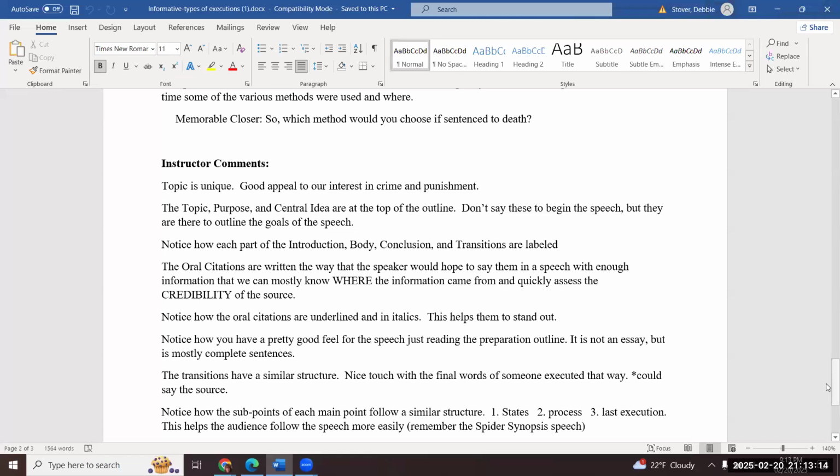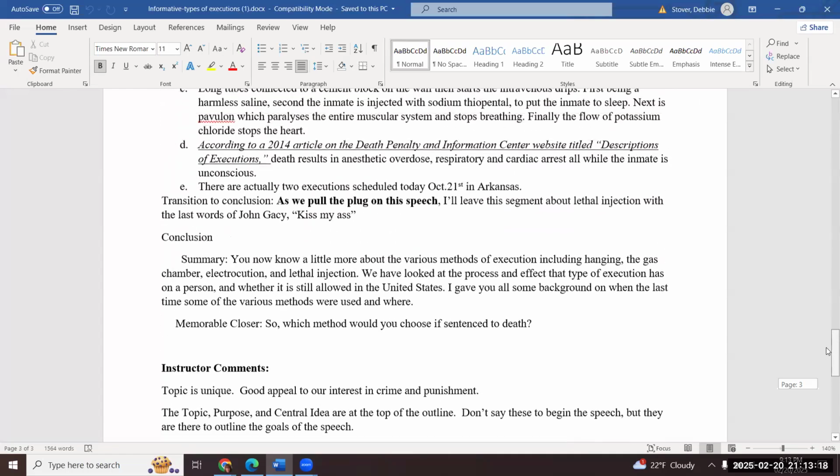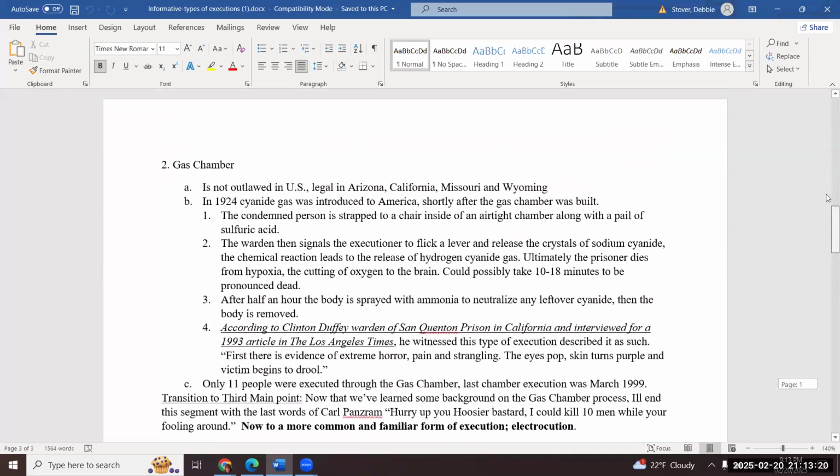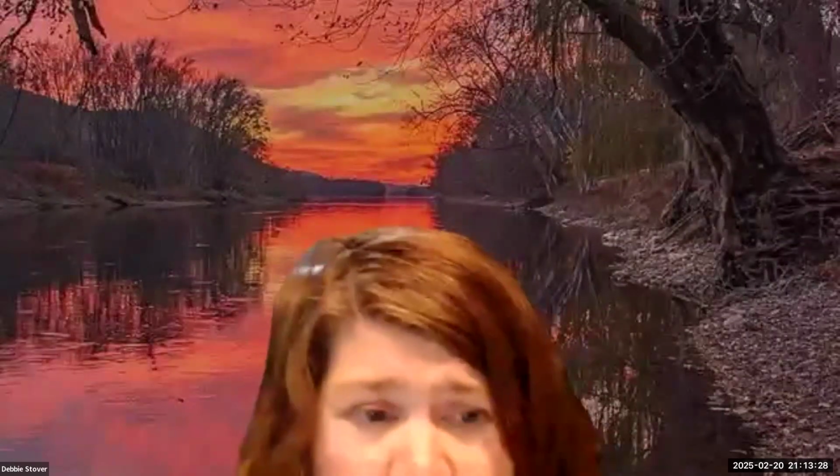This topic was pretty unique. I continue to use this in the course because I like how it has the parallel subpoint structure. Let's go back up to here and we'll stop sharing. I like the parallel subpoint structure.